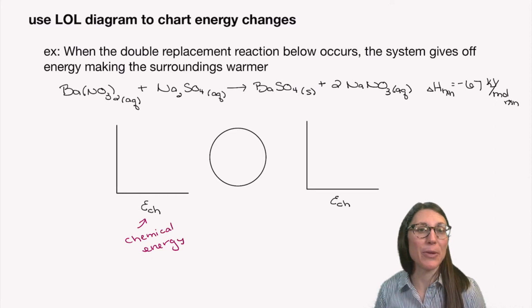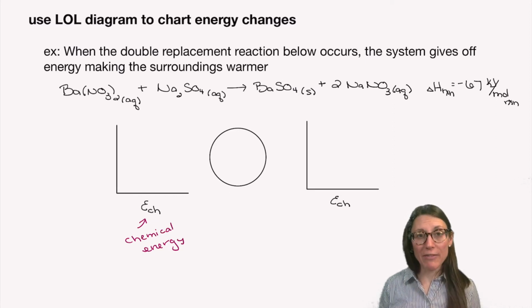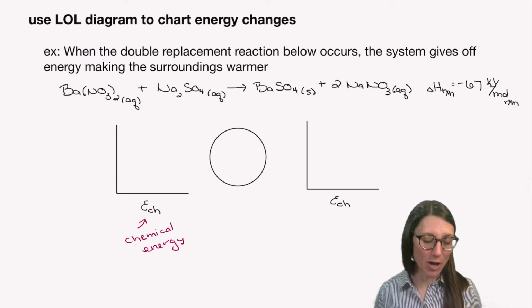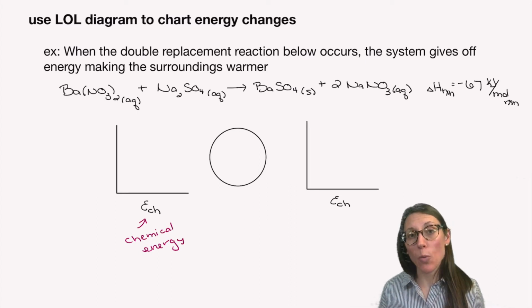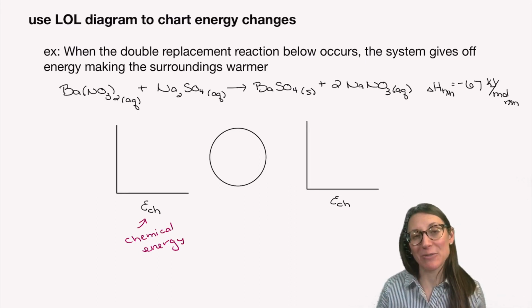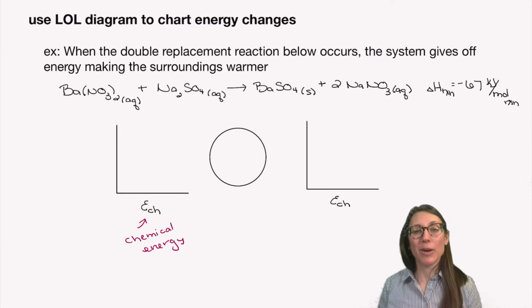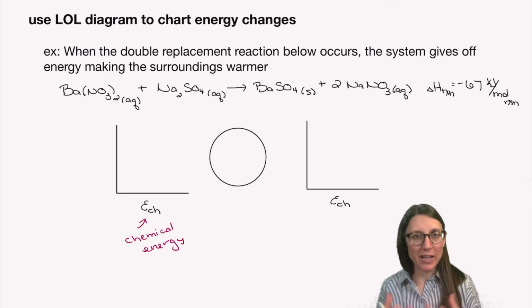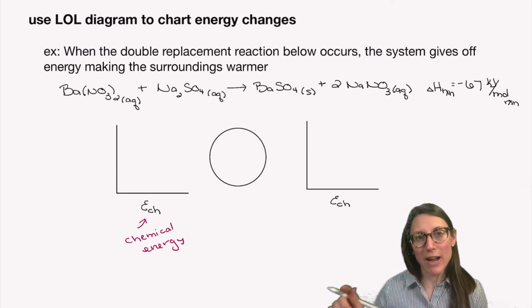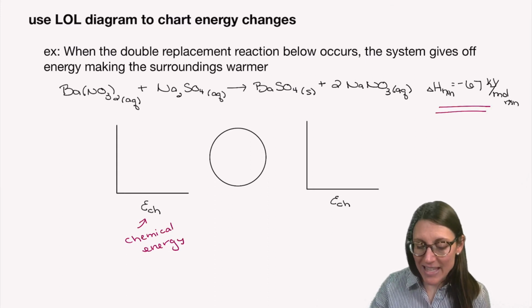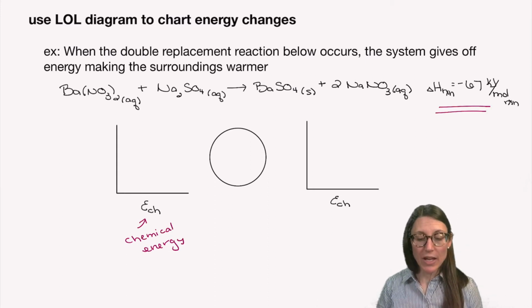So let's take a look at an example of how we can use this. When you have a double replacement reaction between barium nitrate and sodium sulfate, you are going to produce barium sulfate and sodium nitrate. And in that process, the system gives off energy, which makes the surroundings warmer. And so you see my chemical equation written down below. When we're talking about heat processes, we're going to make sure we include our state symbols because energy is associated with that state. And off to the right, you'll see I say delta H of reaction is negative 67 kilojoules per mole. So the fact that it's negative means that that energy is being given off.